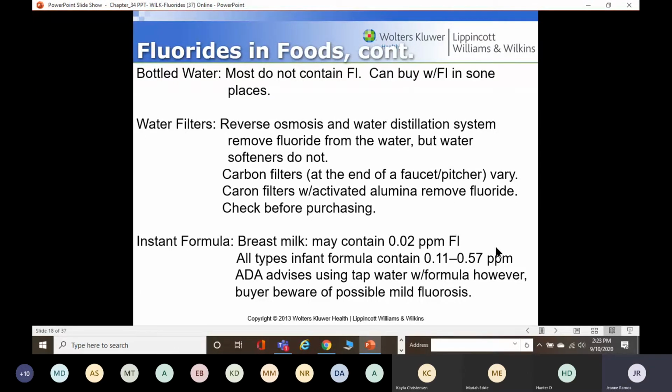Infant formula. Breast milk may contain a very small amount, 0.02 parts per million of fluoride. All types of infant formula, however, contain fluoride, so it would be 0.11 to 0.57 parts per million. And the American Dental Association advises using tap water with formula. However, buyer beware of possible mild fluorosis.